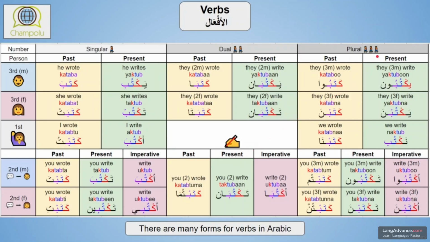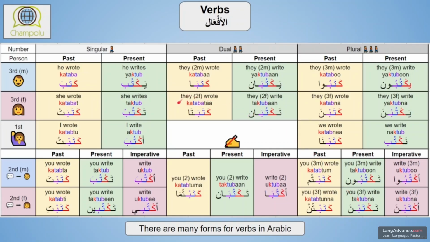And now going to the plural, for the present, we want to say they write, so it's yaktubun. And then they write, but for females, it's yaktubna. And then we want to say we write, it's naktub. And then for the second person, you males write, it's taktubun. And for addressing females, it's taktubna.